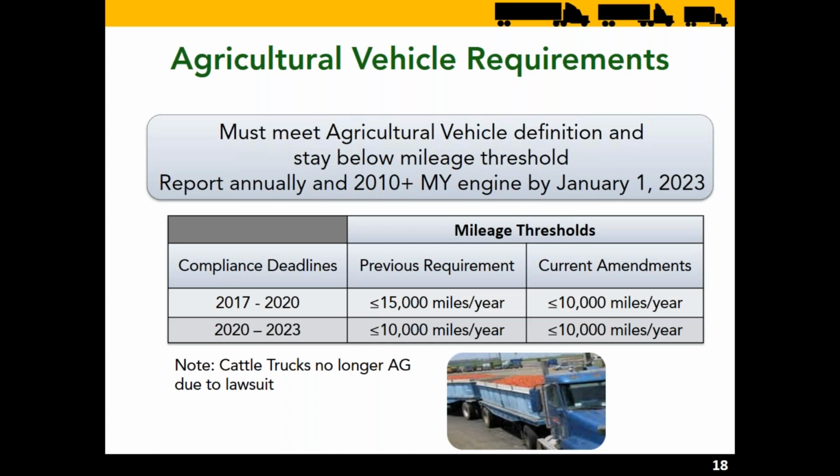At this point, 2020 through 2023, there is really no difference between what the 2014 amendments allowed and what the old regulation allowed. Anybody that falls under the ag mileage provision has 10,000 miles or less of operation per year until 2023. At that point, you can drop it down to low use, but you're going to be required to have a 2010 engine for any other vehicle in your fleet.